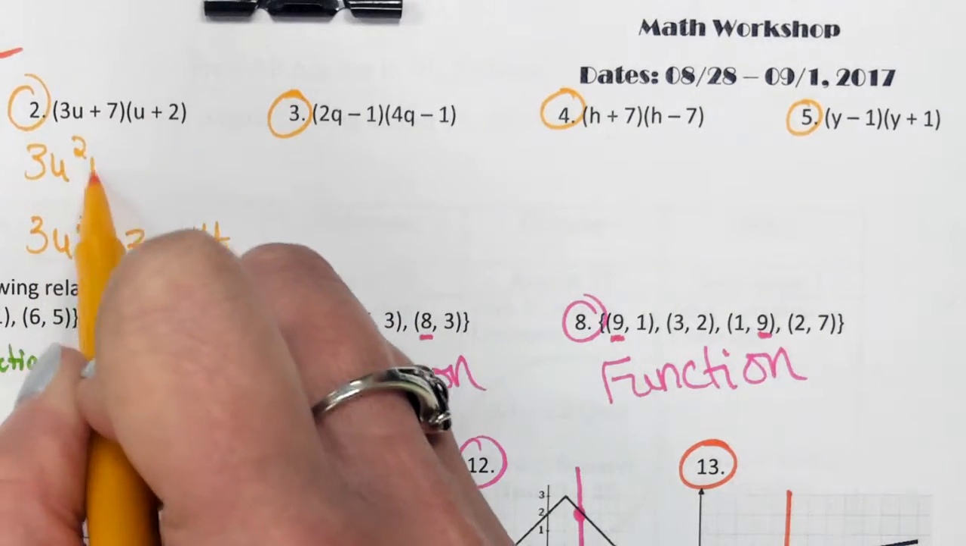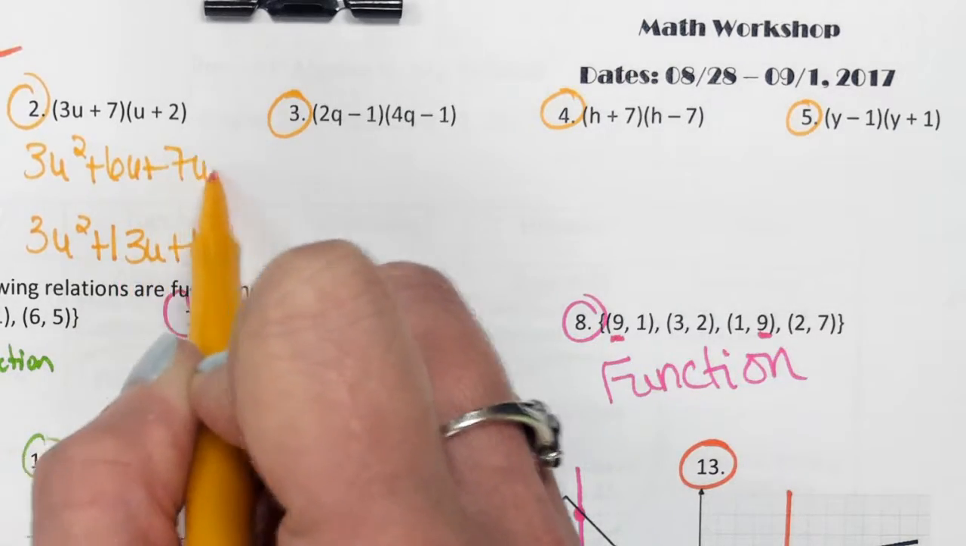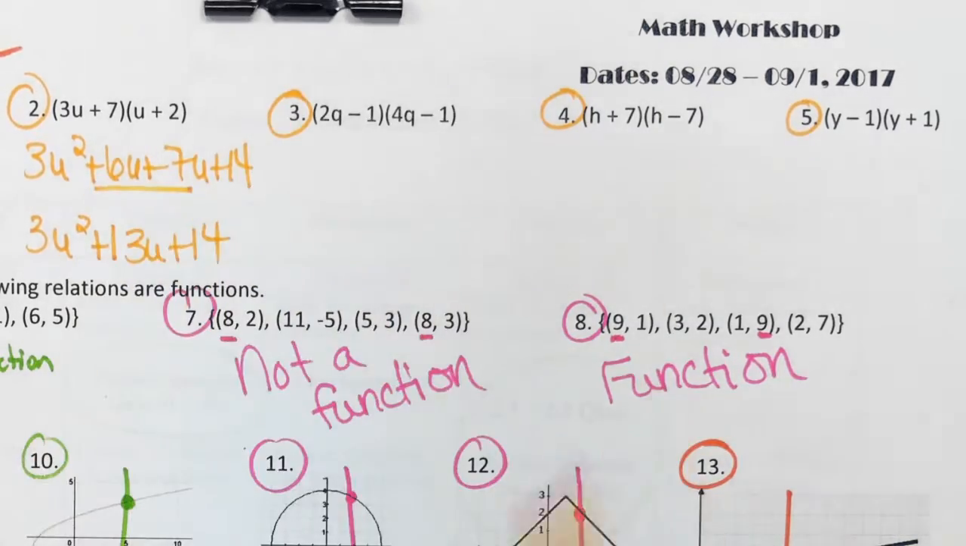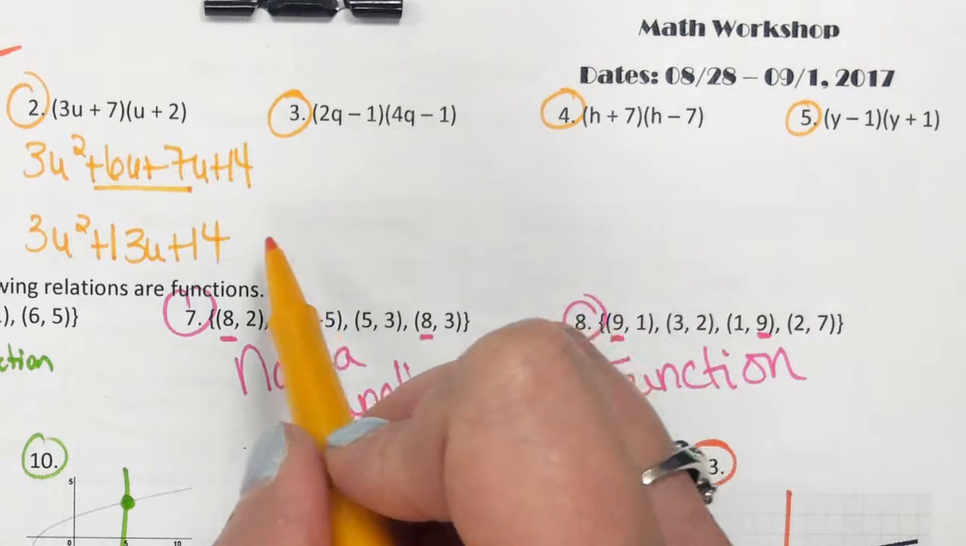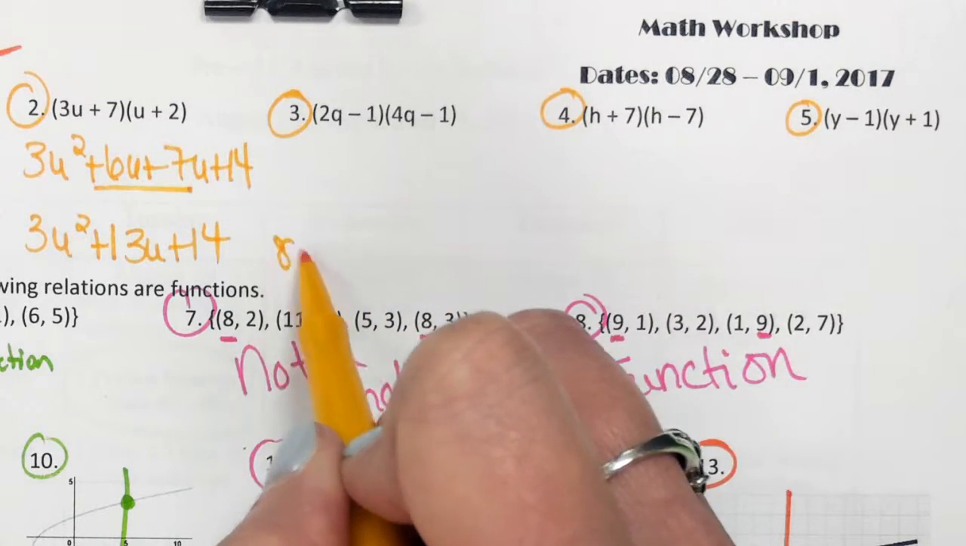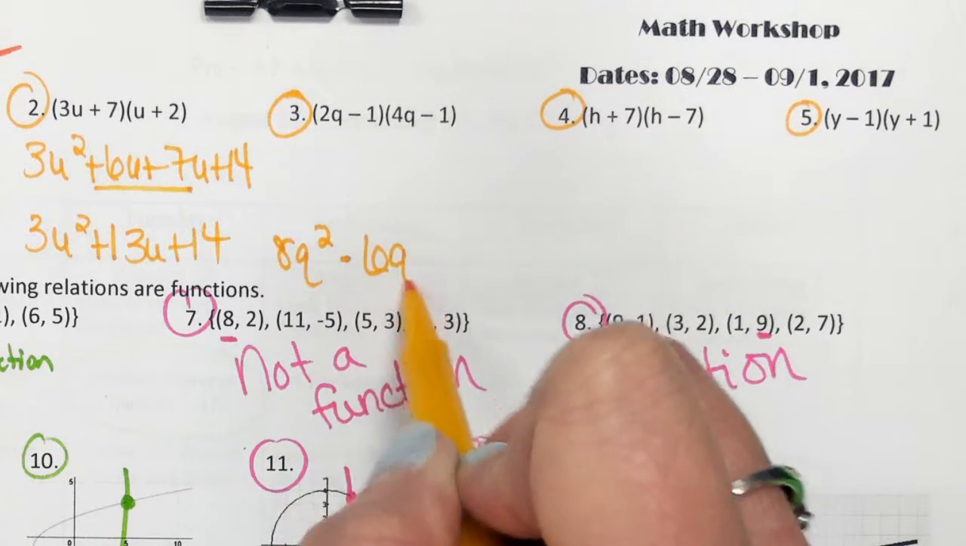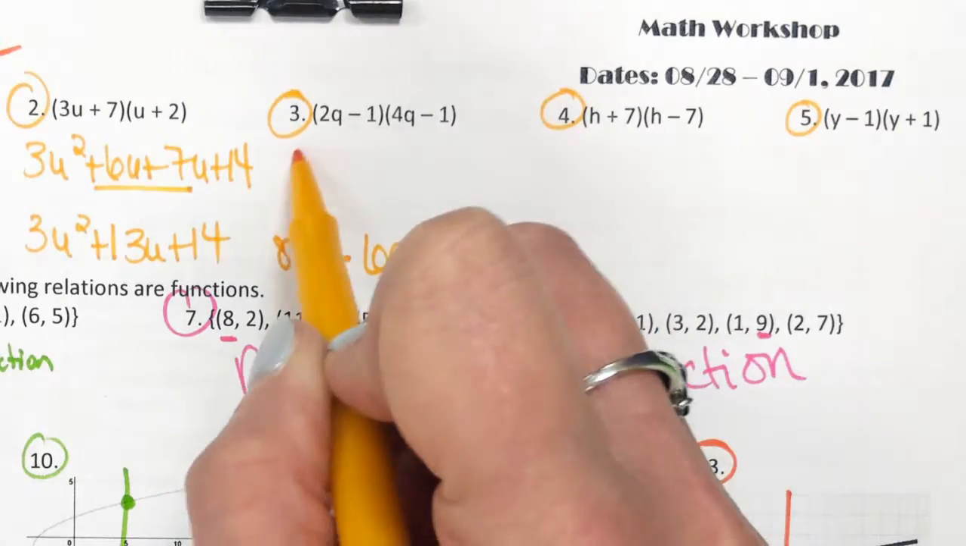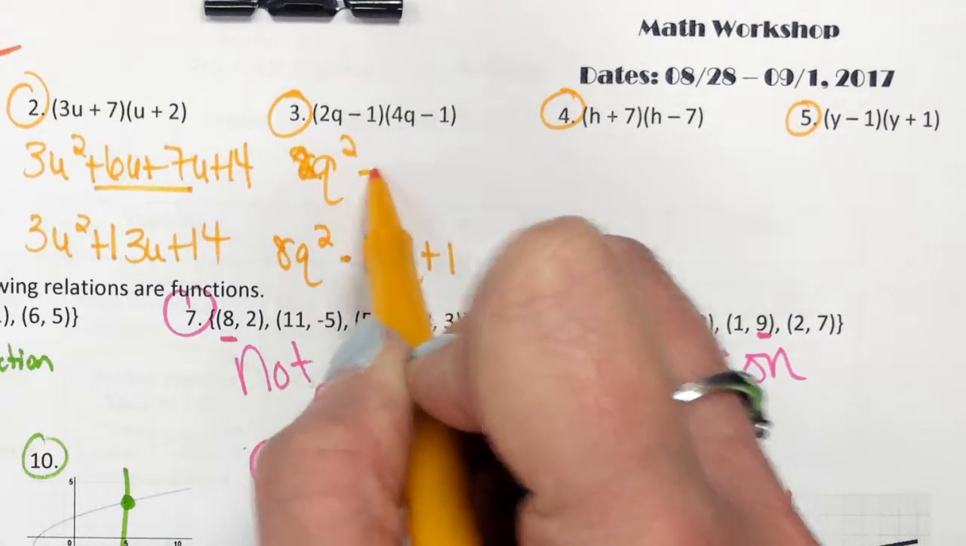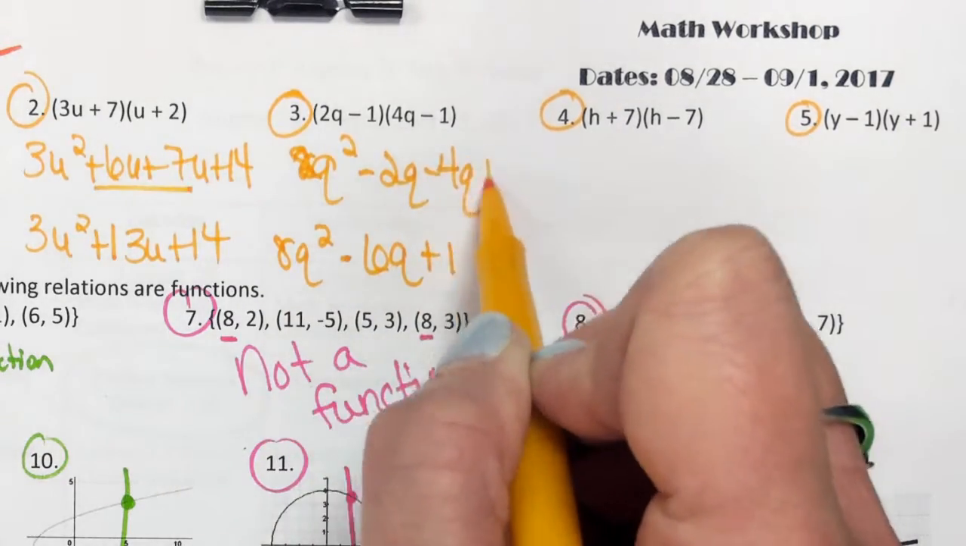So your first should have been 3u squared, then plus 6u plus 7u plus 14. Combine those two and you get 13. Very nice. What about number 3? 8q squared. Yeah. Plus 6. Perfect. So you should have gotten 8q squared minus 2q minus 4q plus 1.